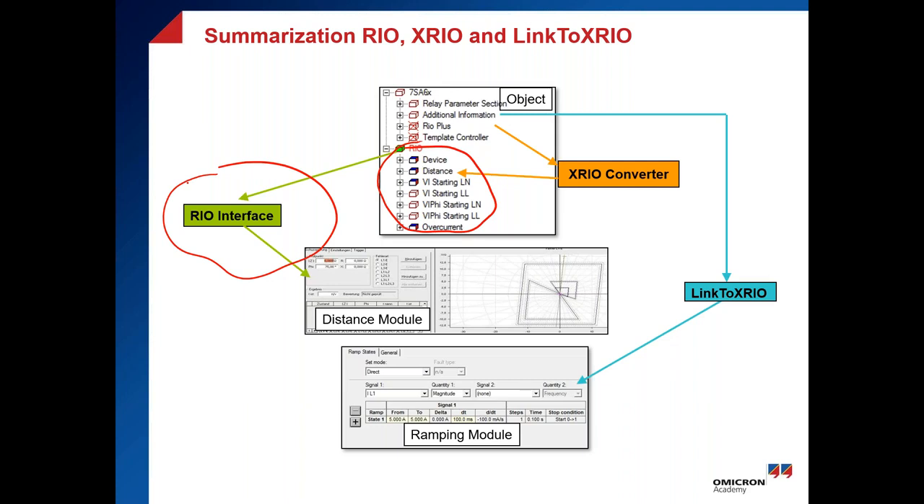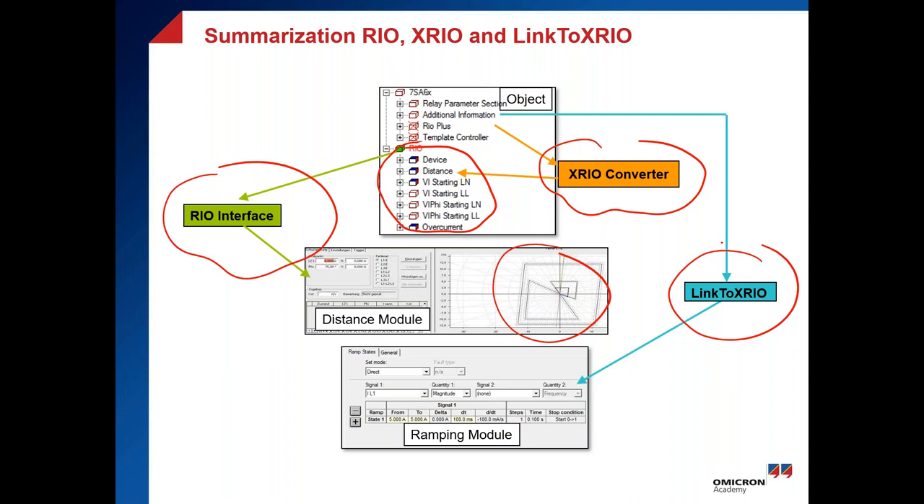So first of all, from the XRIO, I'm converting the imported relay settings from the relay to the RIO. And from the RIO, I'm using the RIO interface to get this characteristic. Calculating, then RIO interface, then characteristic. And in case I would like to link any value in a general module like state sequencer or ramping, I need to use the link to XRIO feature. Again, import the relay settings, exporting to RIO interface.